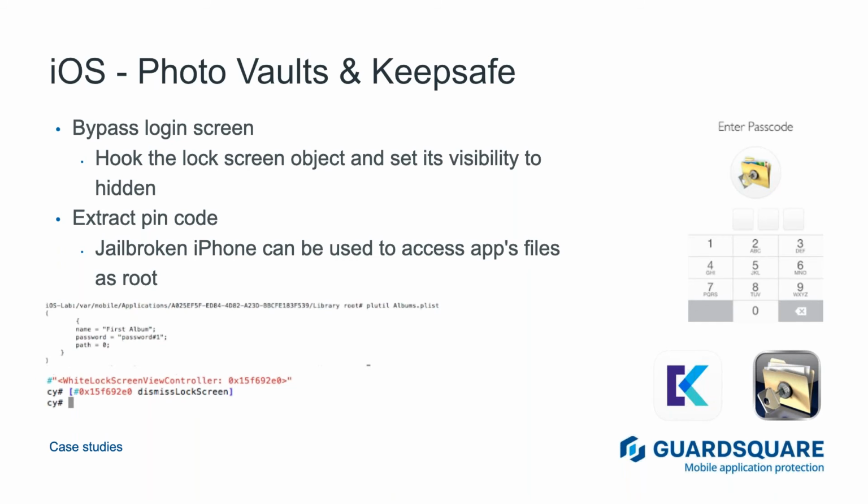Unfortunately, there are a couple of vulnerabilities in this application. First of all, the password is stored in an insecure way, and by using a jailbroken device, you can actually navigate through the directories of that application and just read out the file that contains the password in plain text. Another possibility is using a tool like Cycript or Frida to call the dismiss lock screen method from there, and in that case the lock screen will disappear even though you never entered the code correctly.